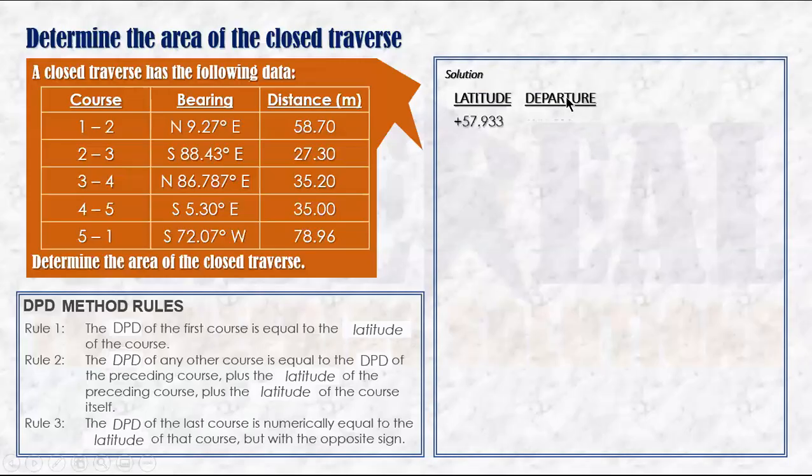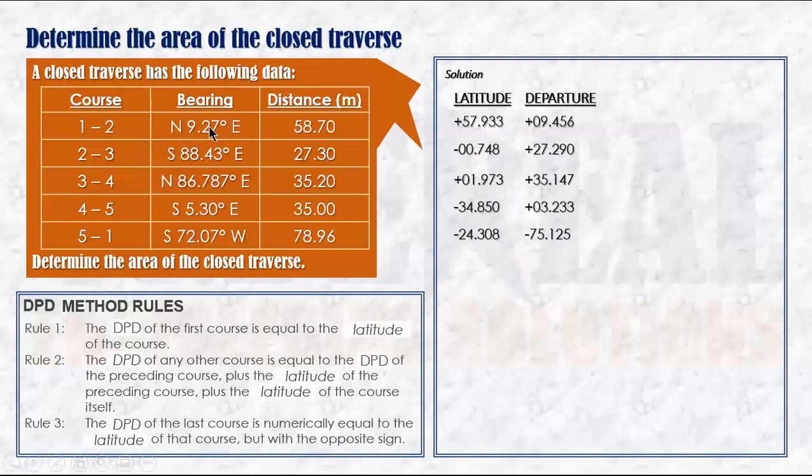Here are their latitudes and departures; you may evaluate those on your own. Again, remember that if north, the latitude is positive; if south, negative. If east, the departure is positive; if west, negative. So these are their respective latitudes and departures.